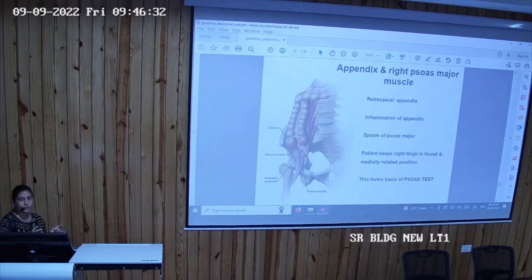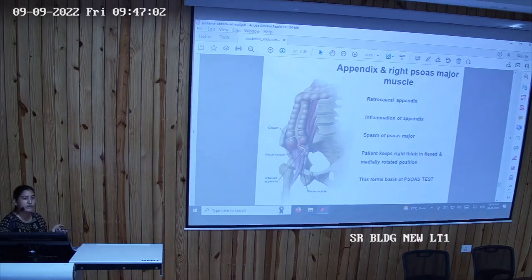So inflammation of the psoas major muscle causes the patient to keep his right thigh flexed. The action of the psoas major when it is in contraction is flexion of the thigh. So the thigh of the patient will be in the flexed position and medially rotated. So these are the actions of the psoas major. So when psoas major is irritated, it is in contracted state and it is causing the right thigh flexion as well as the medial rotation of the thigh.